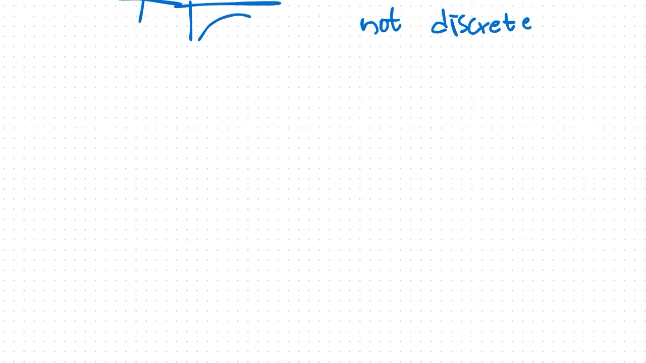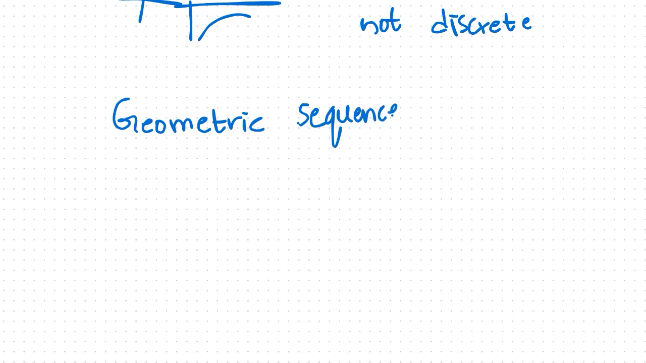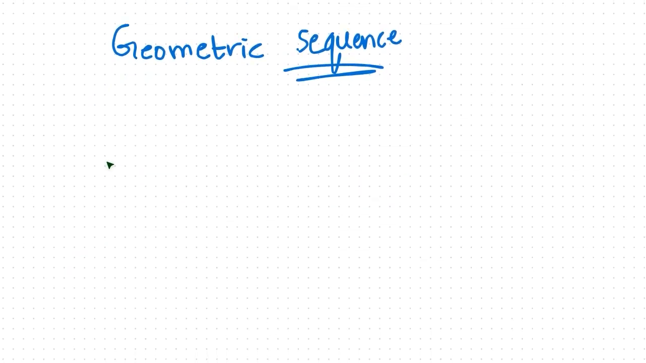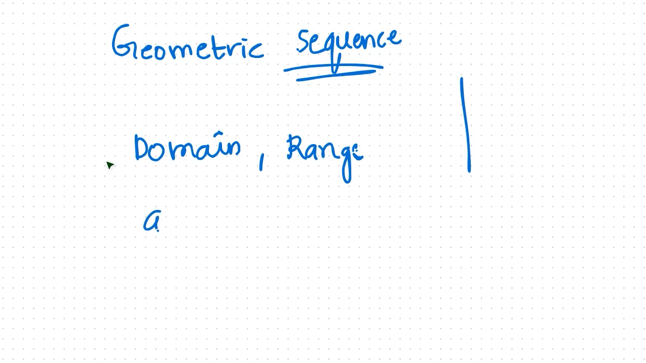So when we are talking about exponential functions, I mean geometric sequences, I kind of revealed the answer. What relation is that for a geometric sequence? It is exponential. But are the domain and range continuous or discontinuous? They are not continuous. They are still discrete.